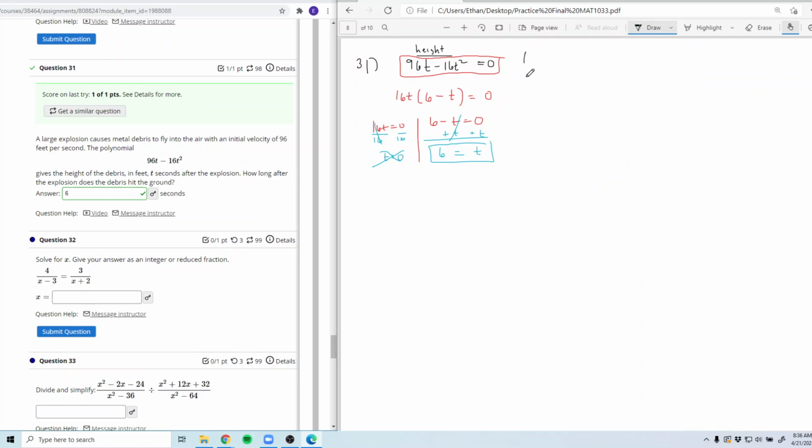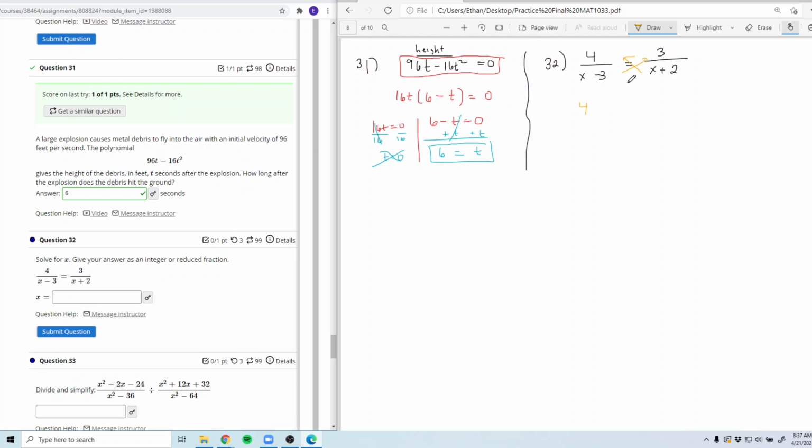All right, number 32. Number 32, we want to solve for x, and we have 4 over x minus 3 equals 3 over x plus 2. Now this is a fraction problem, so it can look a little intimidating, but it's just one fraction on each side. How do we solve that? Cross multiply. We want to cross multiply, and when we do that, we will get a familiar equation.